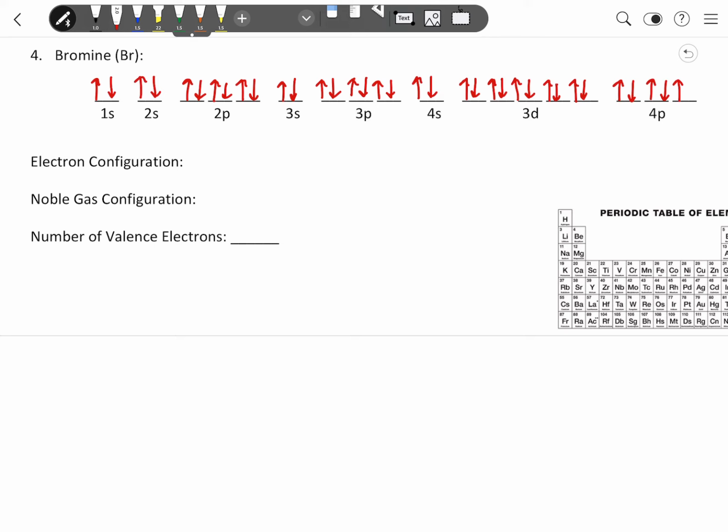Sounds confusing. Let's write this out now. I'm gonna start. You always start at 1s, and I have 2 in there, and then I move down to 2s. I have 2 in there. Going to 2p, that's full, so I have 6. 3s, that's full, so I have 2. 3p is also full, so I have 6. 4s is full, so I have 2. And then 3d is full too, so I'm gonna have 10 in there. And then my last section is 4p, and how many do I have in there? 5.